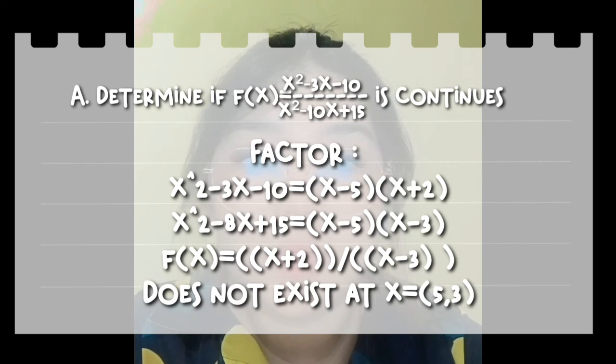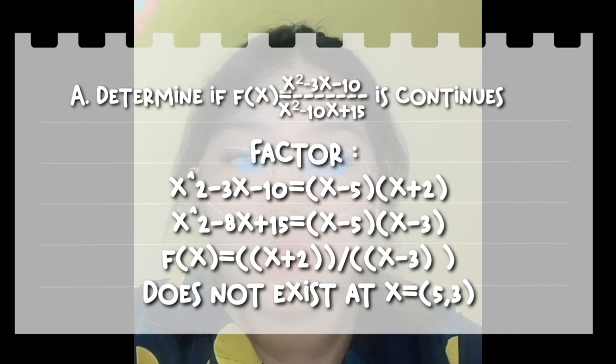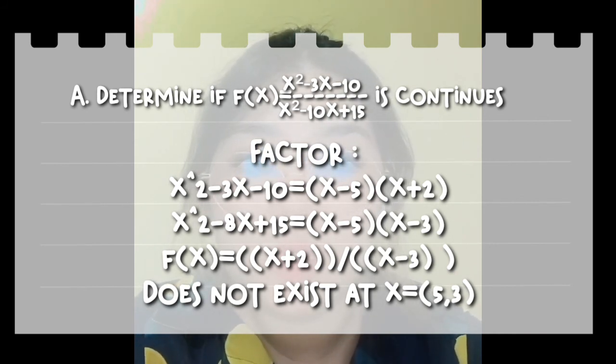It's continuous from negative infinity to 3, from 3 to 5, and from 5 to positive infinity. It's continuous everywhere except at 5 and at 3.